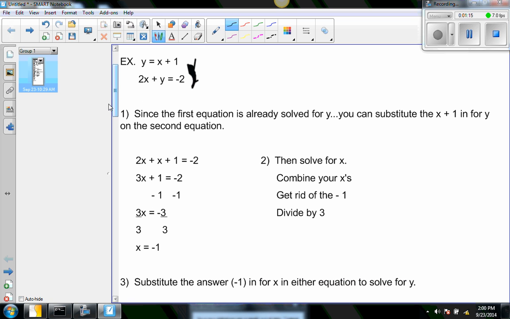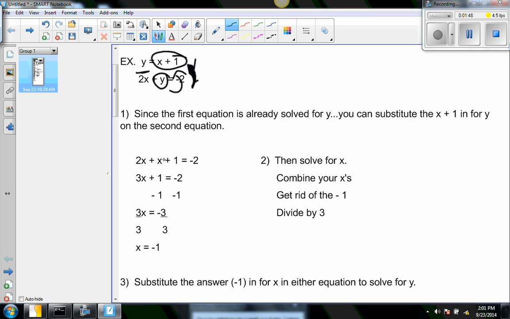And so step 1, it says since the first equation is already solved for y, so the y is already by itself right here, you can substitute what y equals, which is x plus 1, in for y on this equation. So wherever there's a y, you're going to plug that in. And so that is what I did down here. So it was 2x plus y, but instead of y, I plugged in what y equals, which is x plus 1. And then I just went ahead and solved it.